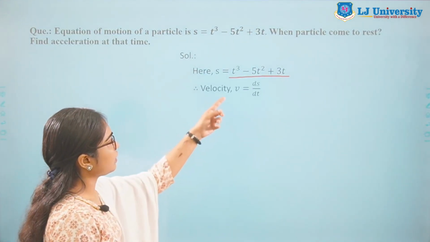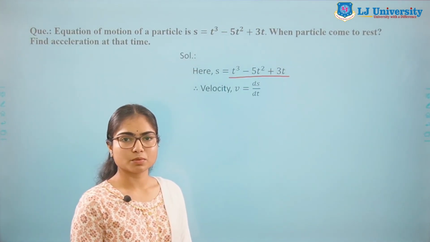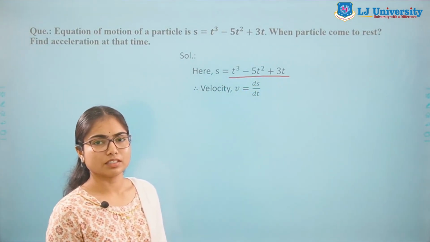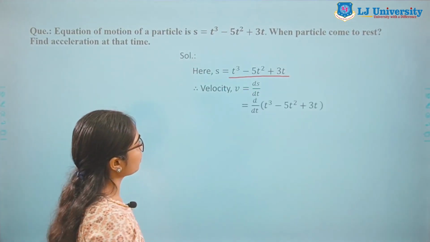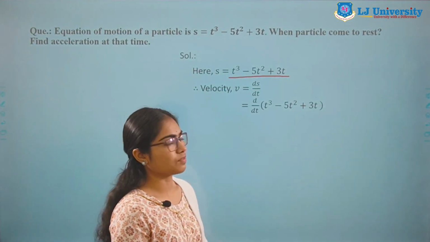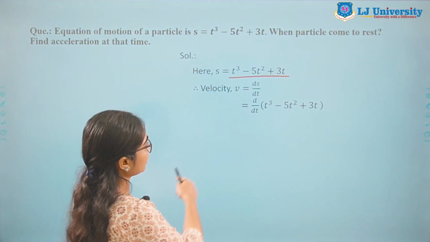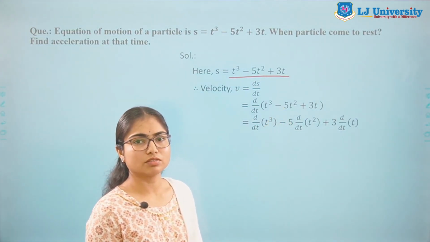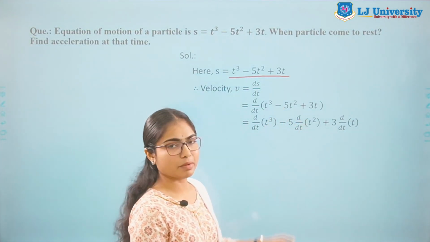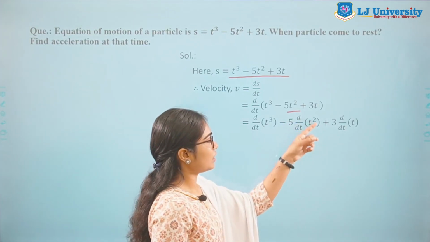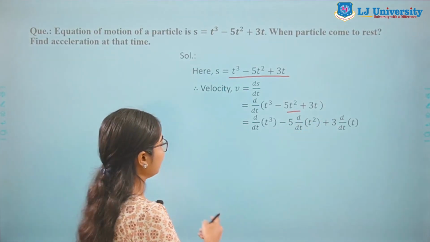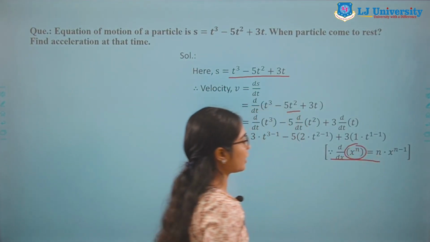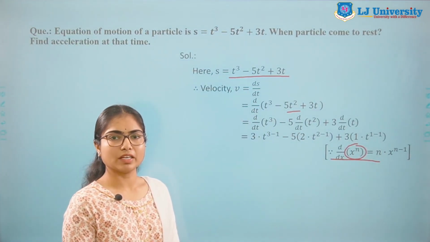Next, velocity v is nothing but the rate of change in the object's position with respect to time t. So here we have to find the derivative of s with respect to time t, which is d/dt of t³ − 5t² + 3t. Next, we take the constants outside the derivative, so it is d/dt of t³ minus 5 into d/dt of t² plus 3 into d/dt of t. We use this formula here: the derivative of x to the power n is n into x to the power n − 1.